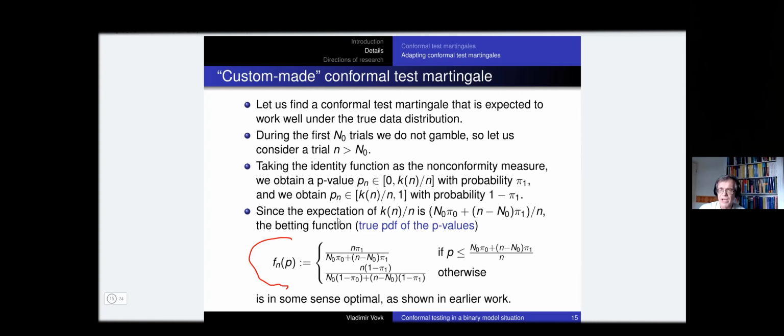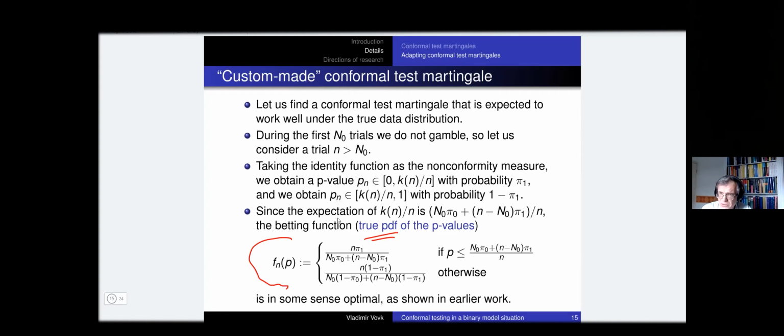It's known that the best, in some sense, the optimal way of gambling is to use the true probability distribution function of the p-values. So if the p-values are uniform, as they should be under the null hypothesis, the optimal function is just the identity. You don't gamble at all. But if you know it's not uniform, you can gamble. And the best function is to use the true PDF. And in this model situation, it's very easy to compute the true PDF.